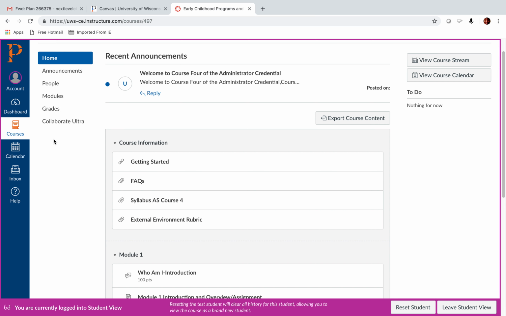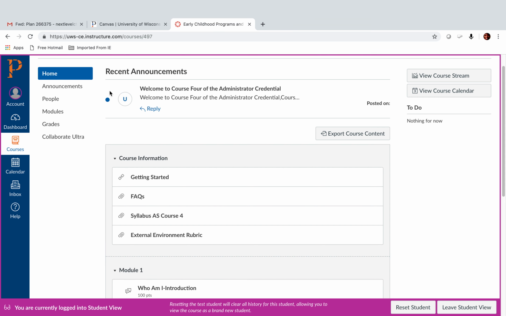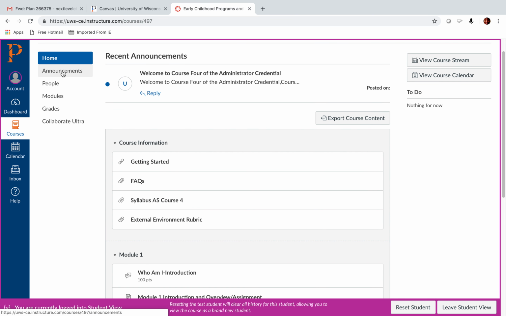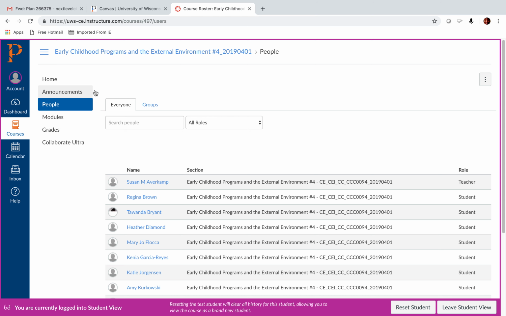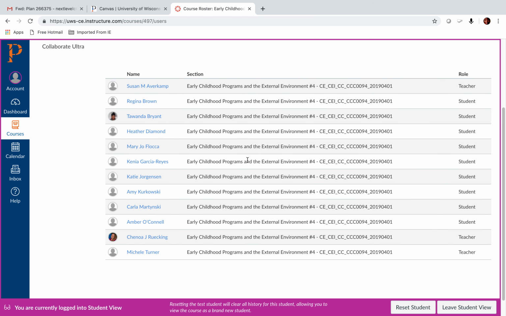All of you are probably new to Canvas at this point, but we have where there's any announcements, and over here you see where it says recent announcements. People, that should be where you see all of the other students that are in the class. But you also have Shanoa, she is your contact person at Platteville, and you have me here as well, and you can see where it says teacher, and then Susan Avercamp, she's one that you can also contact at Platteville if there's any questions about anything.